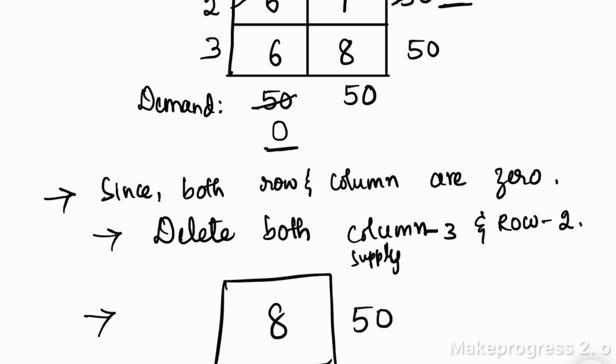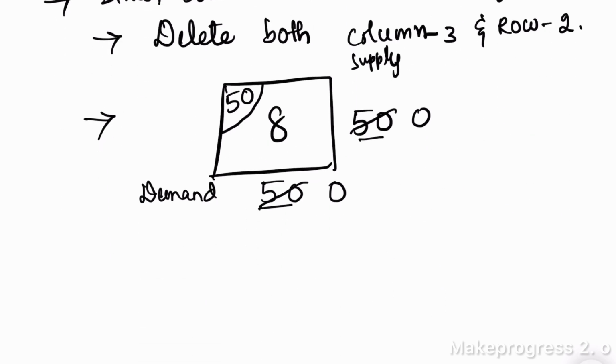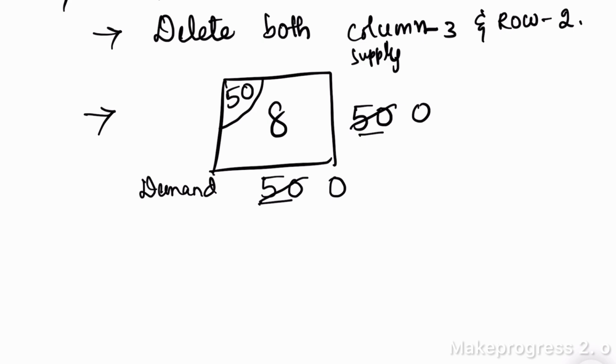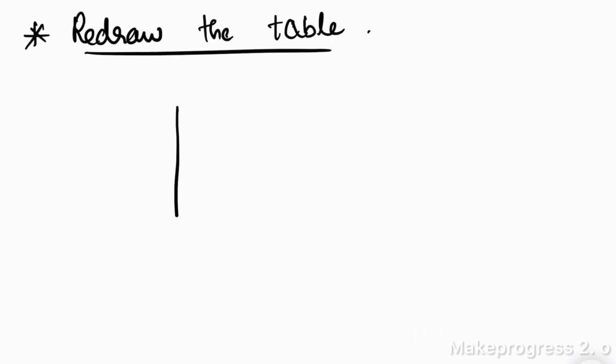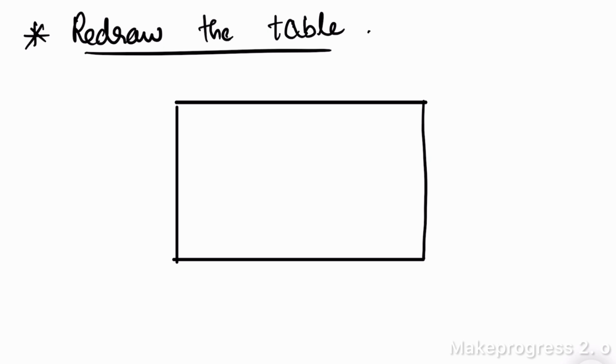Supply is 50 and demand is also 50. So considering the northwest corner cell, you'll have 0, 0. So finally we have reached the optimal solution. Now to find the total minimum cost, we have to just redraw the table again by considering all the northwest corner cell values.